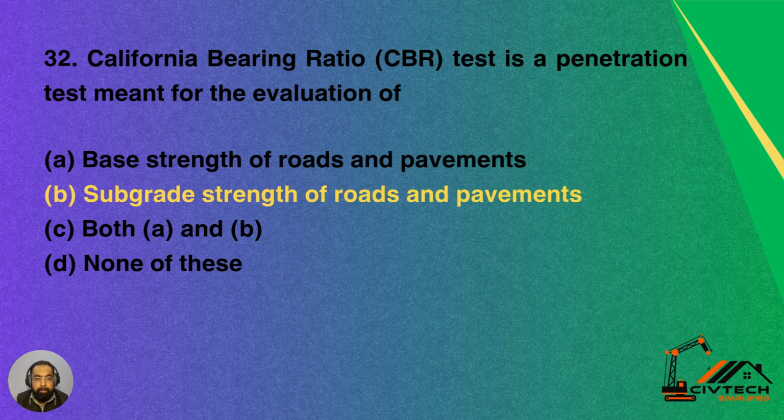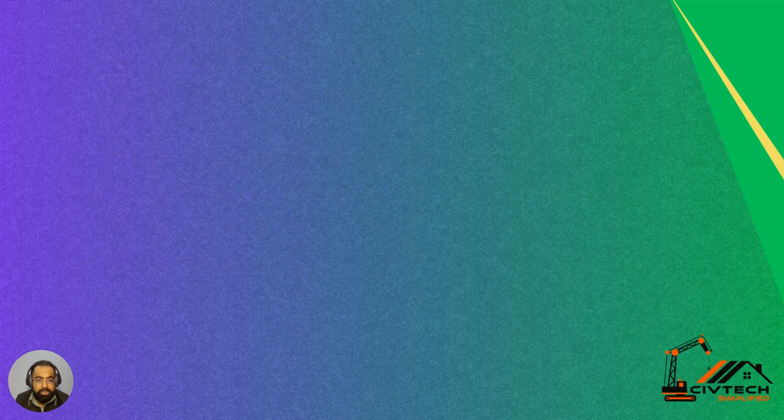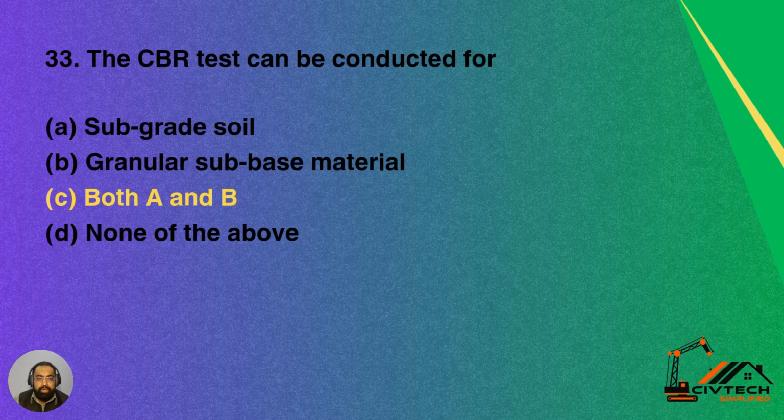Question number 32. California bearing ratio CBR test is a penetration test meant for evaluation of option A, base strength of roads and pavements. Option B, subgrade strength of roads and pavement. Option C, both A and B. Option D, none of the above. So subgrade strength of roads as well as pavement is determined through CBR test. Option B is the correct answer for this question.